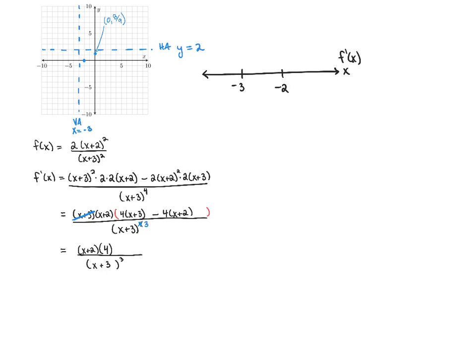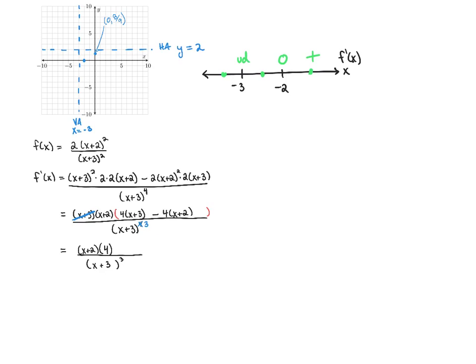Okay, so I have my number line marked off, -3, -2. I'm going to pick some sample points in each subinterval and see what happens. Something that would be easy to pick would be 0. So if I plug 0 into this, I get 8 on the top and 27 on the bottom, which is positive. Here we're positive. Notice here that my derivative was 0, and at -3 it was undefined.